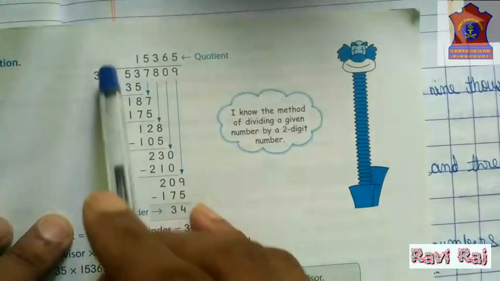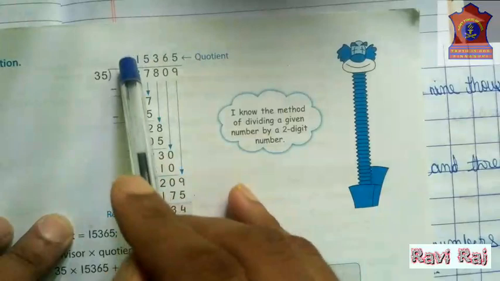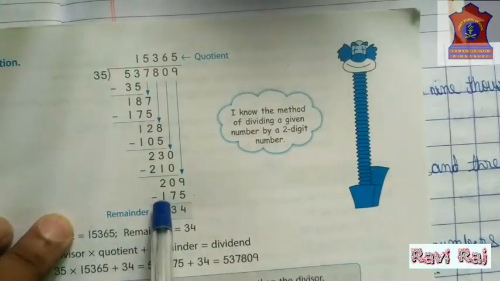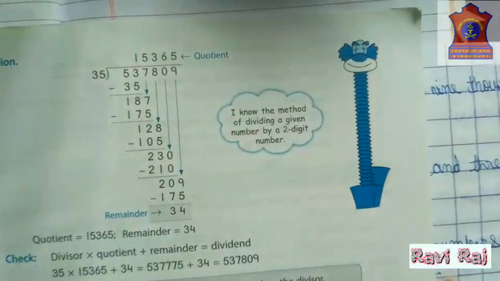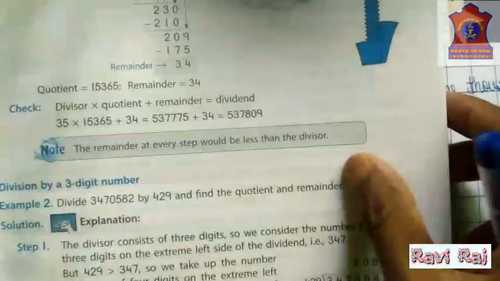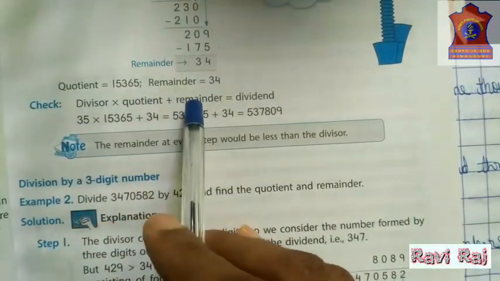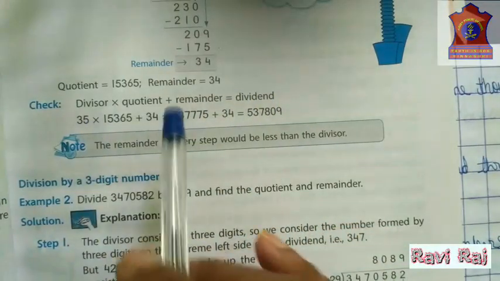Clear? Once again, the divisor multiplied by the quotient, and the remainder added to it, the answer will be the dividend. This is the fourth property here. Divisor into quotient plus remainder equals dividend. Clear? Okay.